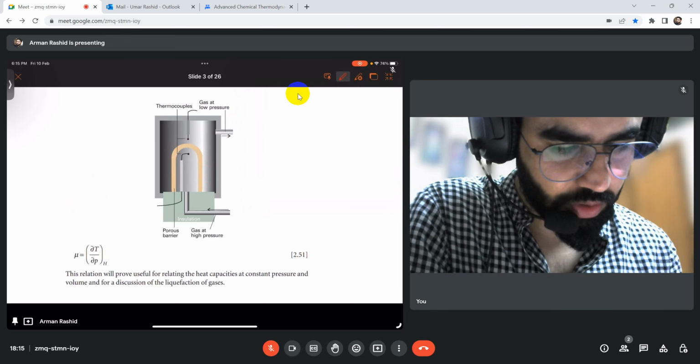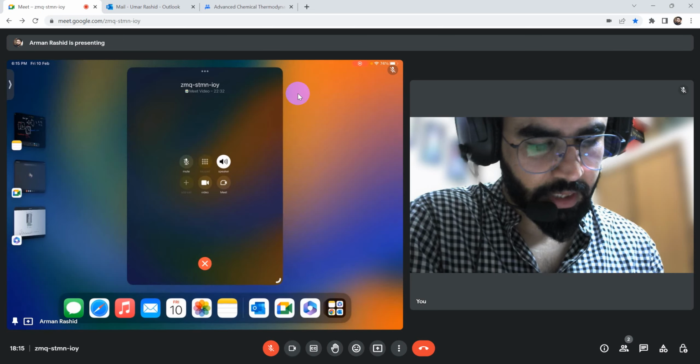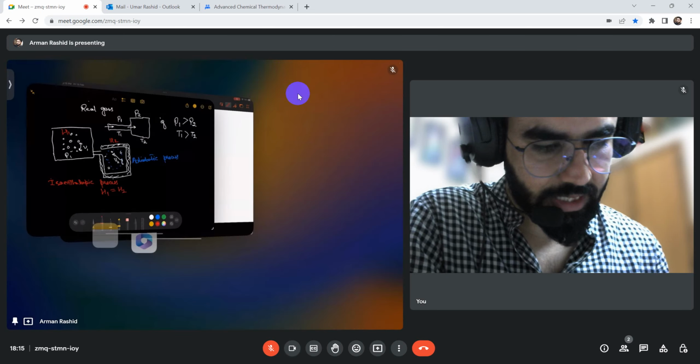Now this Joule-Thomson coefficient is being extensively used for the liquefaction of gases. For example, if we have to liquefy any gas, what we need to do is decrease the temperature very low. So in order to decrease the temperature, we'll take multiple chambers, like multiple steps where this Joule-Thomson effect is happening.